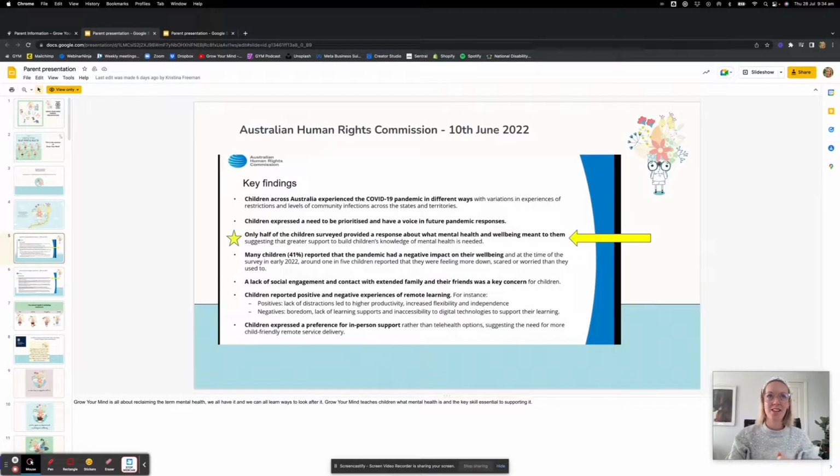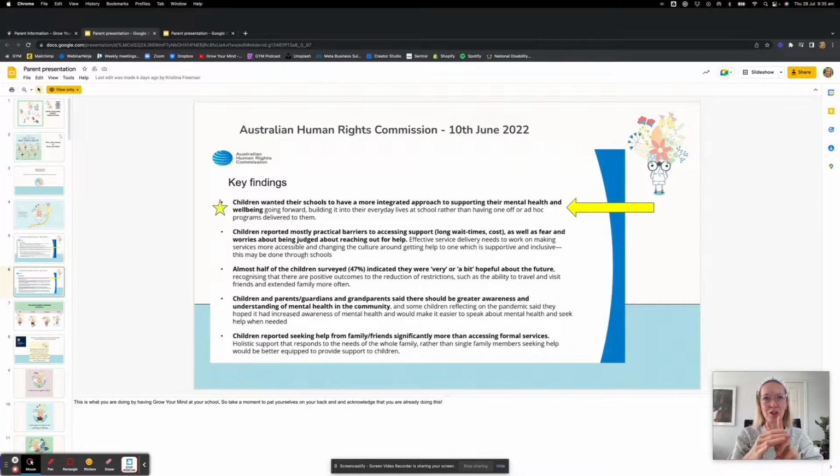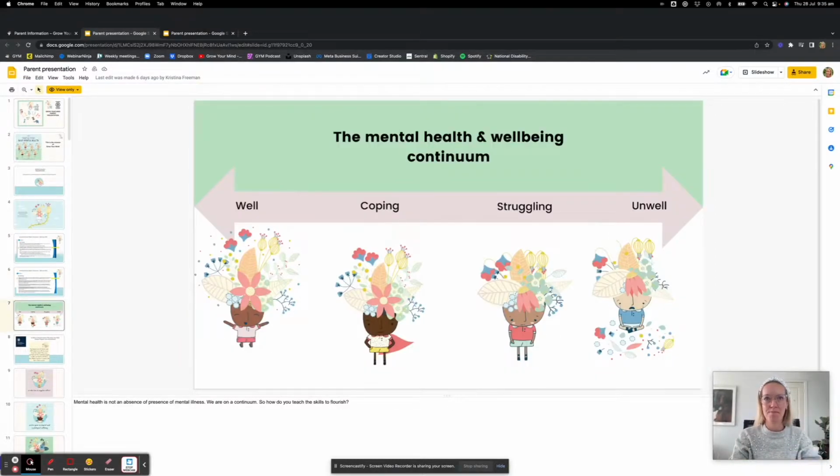Here to show the parents, the Human Rights Commission put out some information about mental health, particularly post-COVID. And 2 of the key findings for us at Grow Your Mind was, 1, it showed that children do not understand what mental health and well-being is and what it means. And 2, over here, that children really want an integrated approach to support their mental health. And that's exactly like our 2 biggest aims at Grow Your Mind. So that's a fantastic part about our program.